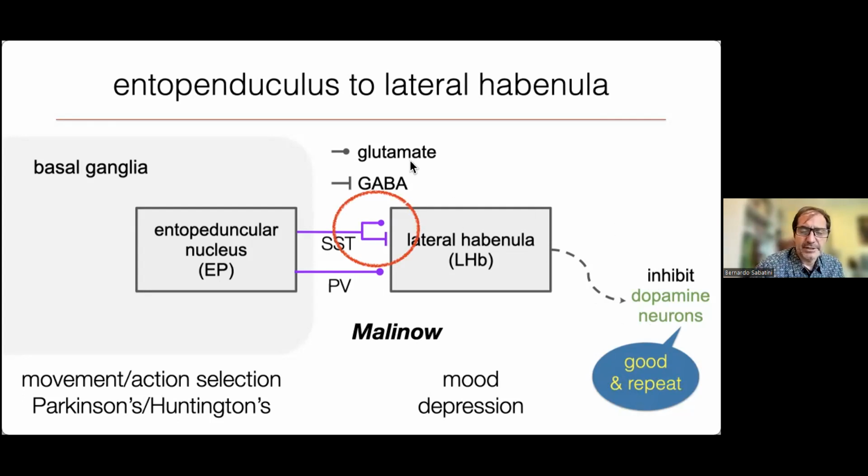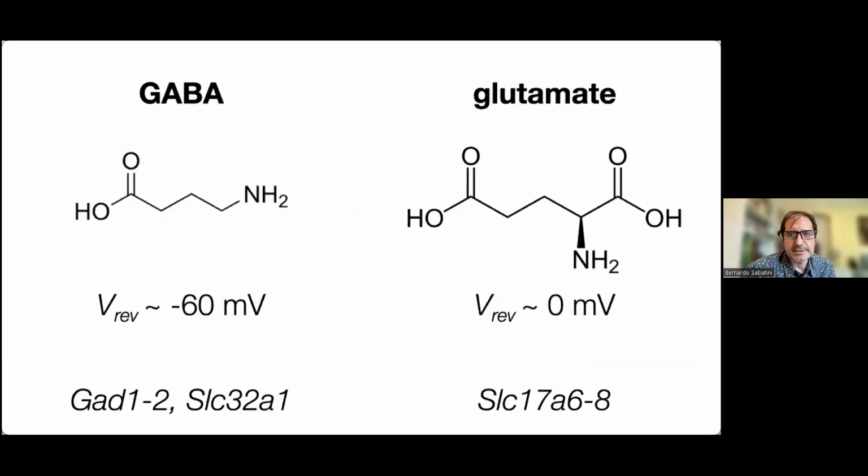The other thing that interested us in the circuit is that these somatostatin neurons turn out to be neurons that Robert Malinow's lab discovered a while ago, which are neurons that co-release GABA and glutamate. So here we have a very funny synapse in which an individual cell releases two opposing neurotransmitters, one that excites the postsynaptic cell and one that inhibits the postsynaptic cell.